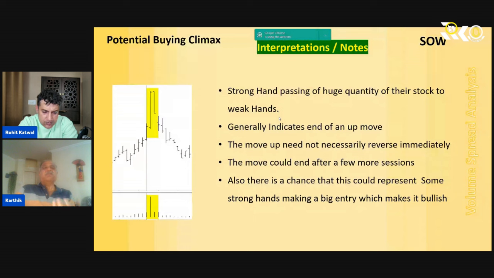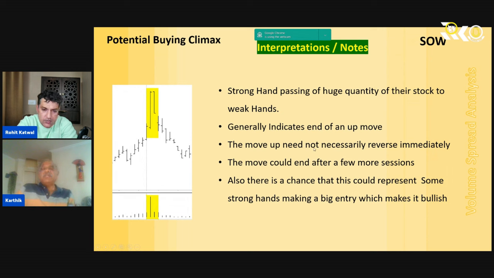So even the previous bar would generally be an up bar. So here in this particular bar, what happens is the huge amount of stock changes from strong hands to weak hands. Okay. Normally, it would indicate the end of an up move. Even if it might be temporary, the current up move would be halted.